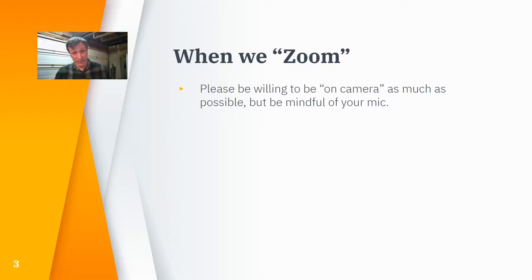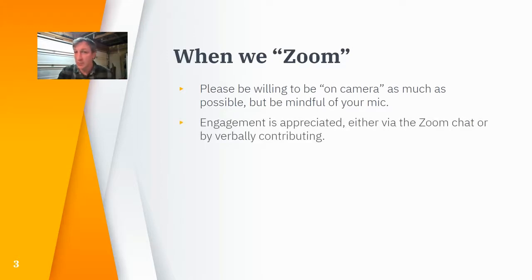Part of why I'd like you to be on camera as much as possible is that toggling your camera on and off is something I'm going to be using as a signal for when you are ready for conversation. Your camera might be off when you're doing a reading or doing some independent work, and then the camera will be flipped on to signal that you're ready to have a whole group conversation. Your engagement is appreciated, whether that's through the Zoom chat, through verbal contribution, whatever it might be.